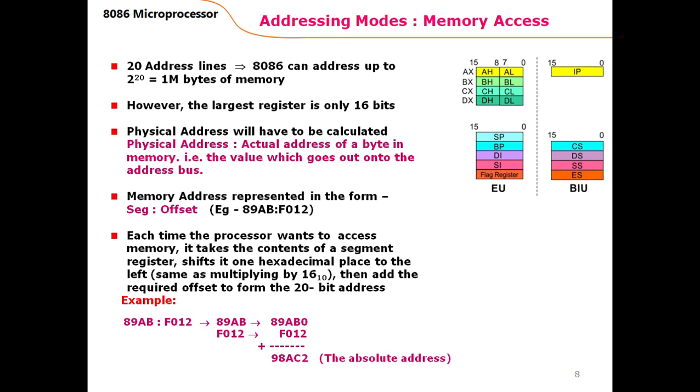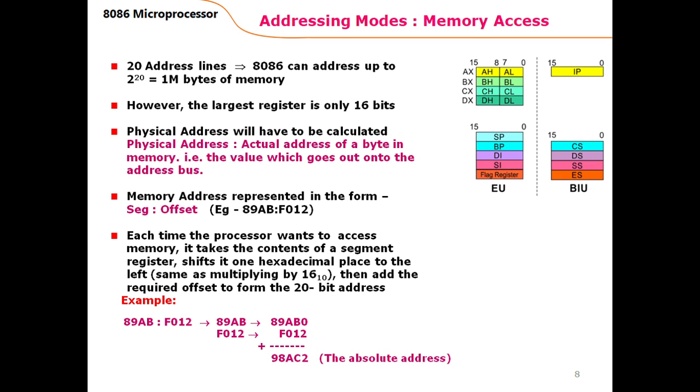Memory address is normally represented in this form, where there is a segment number, a colon, and an offset part of the address. For example, 89AB is the segment number, and the next value, F012, is the offset value or offset address of this complete physical address.